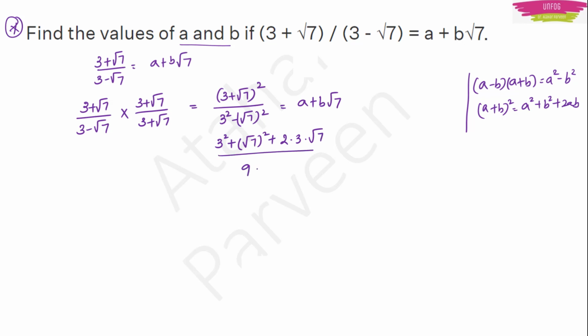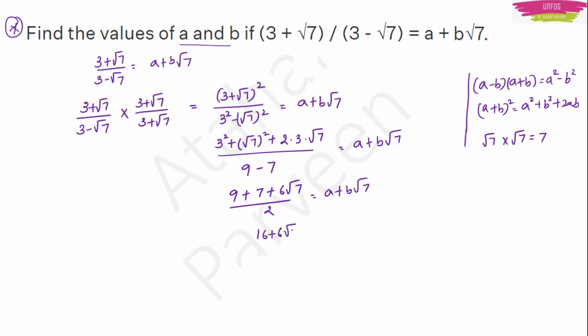3 square will be 9 minus root 7 into root 7. Root 7 into root 7 will become 7, correct? So I will write it here. And on the right hand side, I have a plus b root 7. So 9 plus 7 plus 6 root 7 by 2 is equal to a plus b root 7. If I add 9 plus 7, I get 16 plus 6 root 7 by 2 is equal to a plus b root 7.